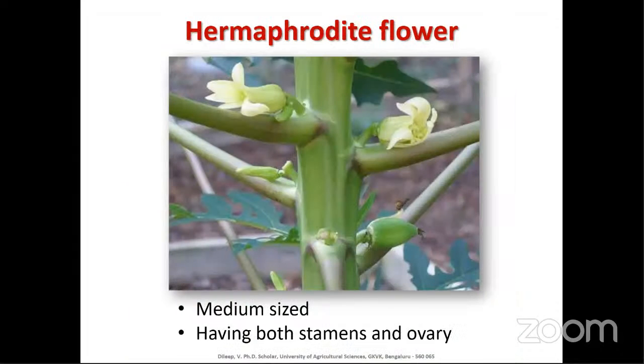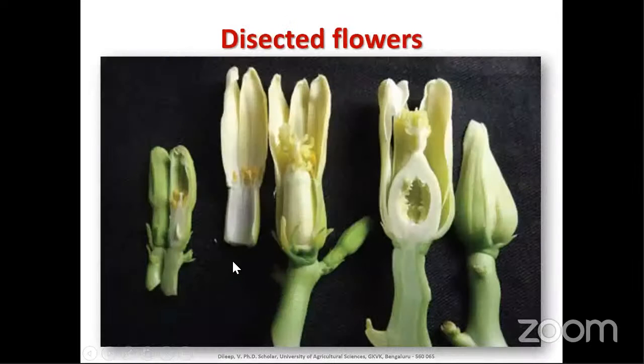So this is the hermaphrodite flower. It is medium sized, but the female flowers are larger. So these are the hermaphrodite flowers. Since it's hermaphrodite, it has both. It has both stamens and also ovary. So this is the male flower, the extreme left one. The center one is the hermaphrodite flower, and this one is the female flower. Okay, this is the ovary.